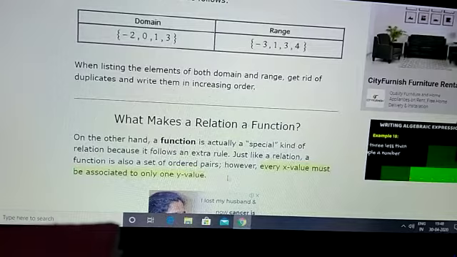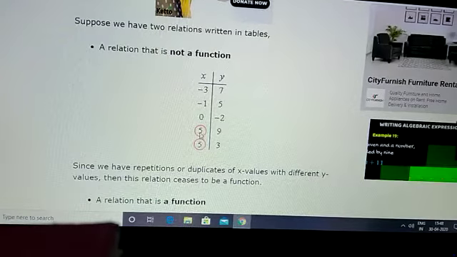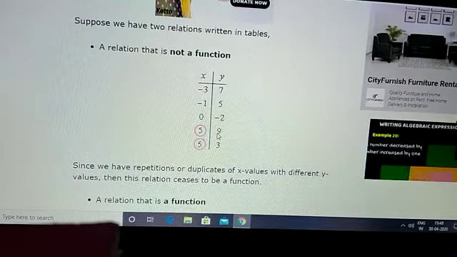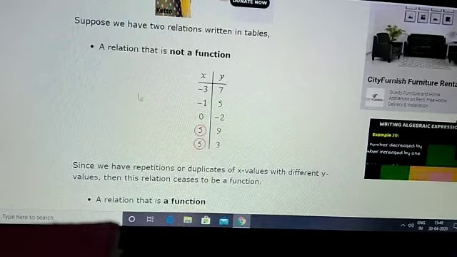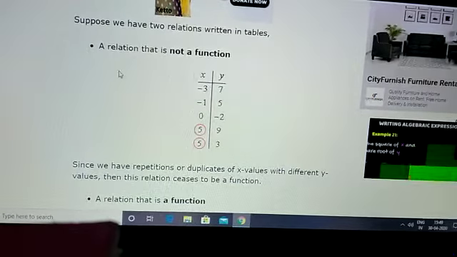If you look at this example, 5 has a relation to 2, 5 has a relation to 9, and 5 has a relation to 3. So it is a relation, but it is not a function.